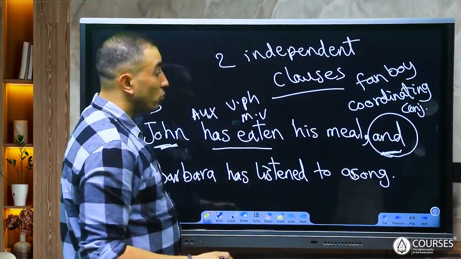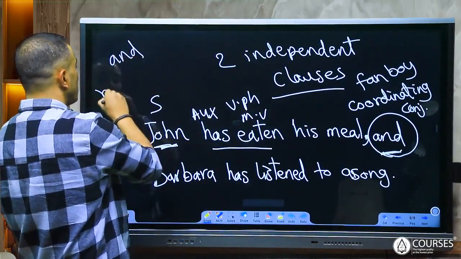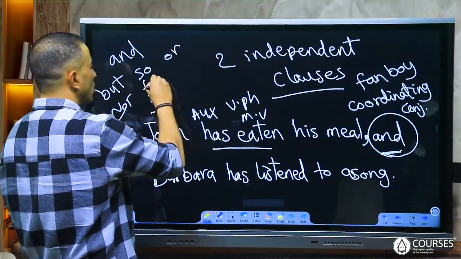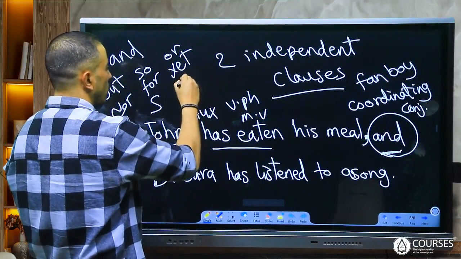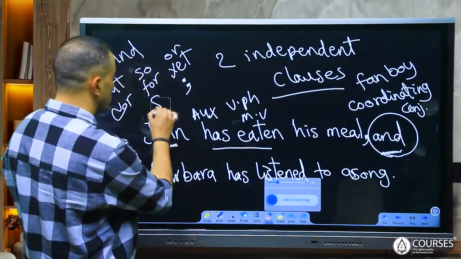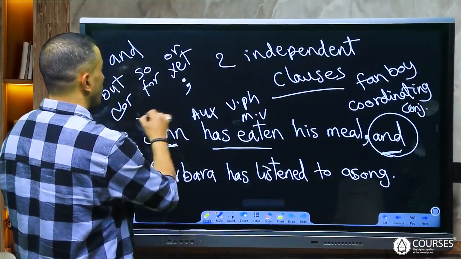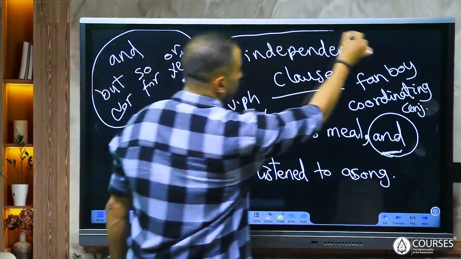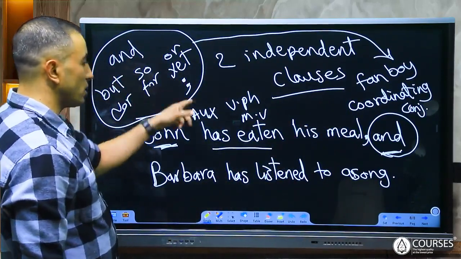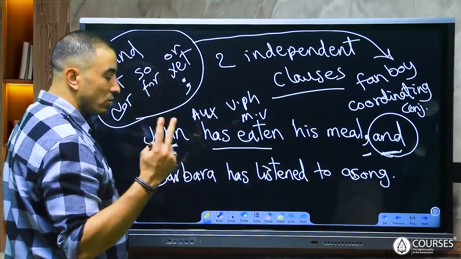We have a lot of coordinating conjunctions that connect the two independent clauses together: and, but, so, or, nor, for, yet, and the semicolon. All of those connect two sentences together. We call them the fanboys or the coordinating conjunctions: and, but, so, or, nor, for, yet, and we put a comma before each of them, and it connects two independent clauses together.